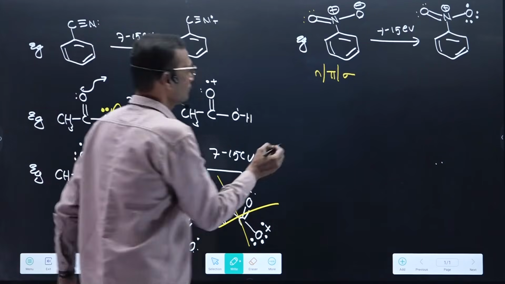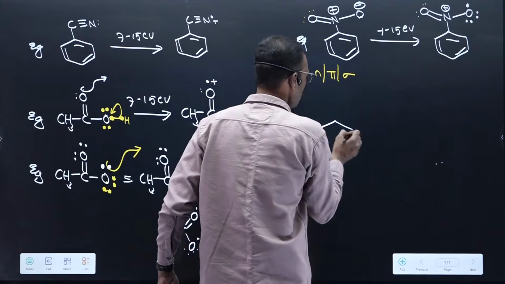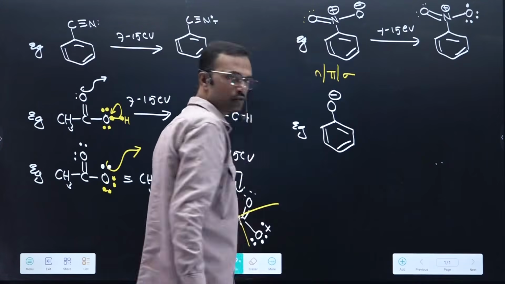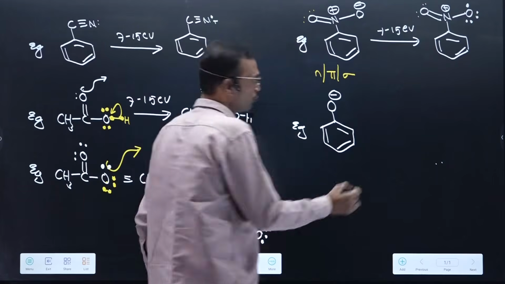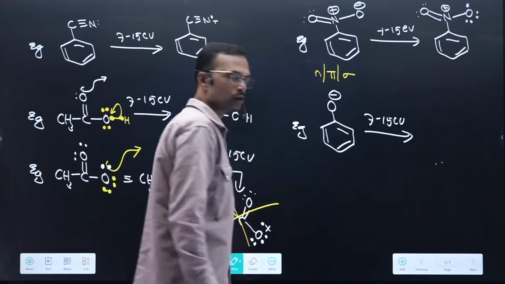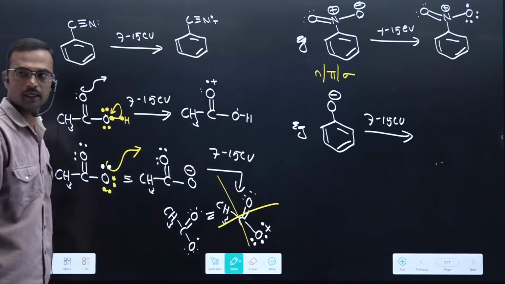Clear? Is it clear how to generate molecular ion? See, this is O minus 1. Phenoxide, you know, phenoxide. 7 to 15 electron volts. I want to remove an electron from phenoxide ion. What will be the molecular ion?